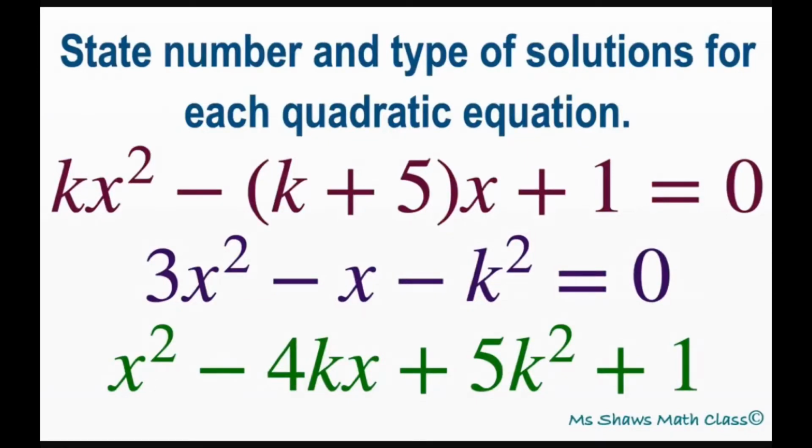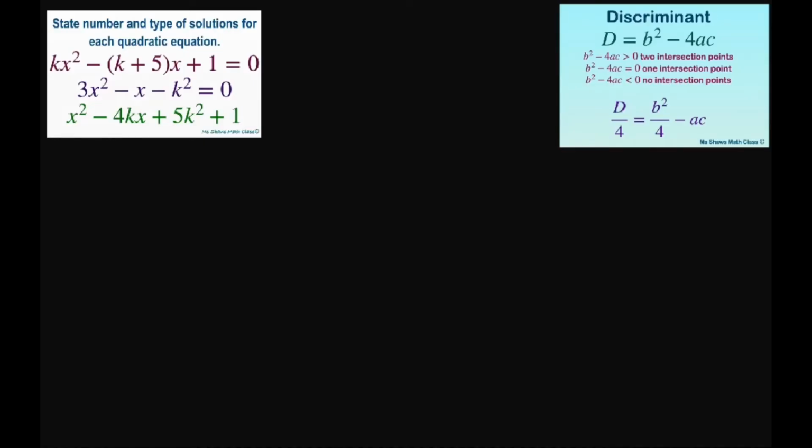Everyone, we're going to state the number and type of solution for each quadratic equation. We have 3 examples and they all have k in them, so these are going to be a little different. We're going to use the discriminant, this one right here, to determine our kind of solutions.